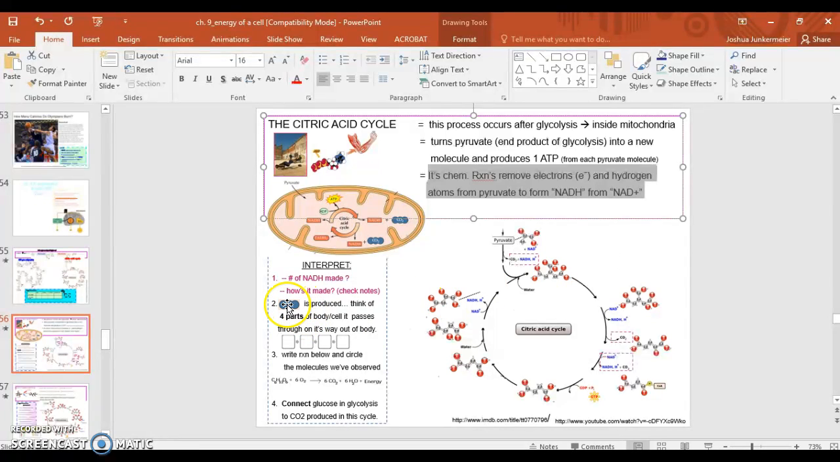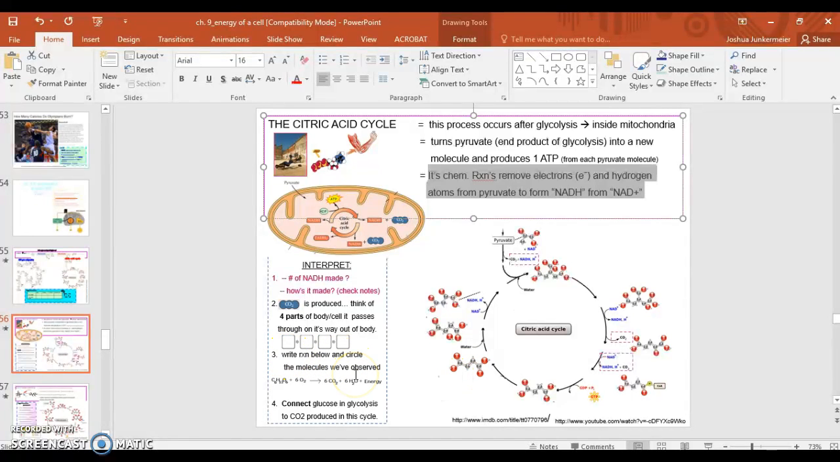It says carbon dioxide is produced. Find in this picture where carbon dioxide is produced. And then it says, think about 4 parts of the body your carbon dioxide will travel through on its way out of the body. Remember, we breathe out carbon dioxide. So the citric acid cycle is showing you that carbon dioxide is produced in this process. You just describe a story of how it's moving through the body along that path.